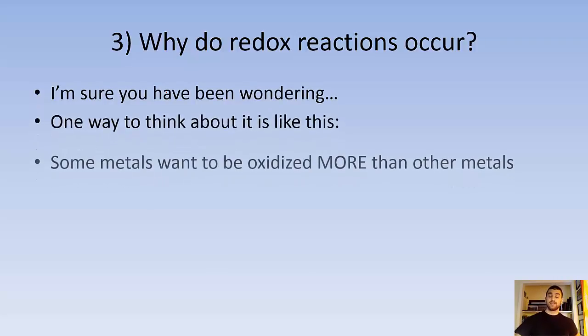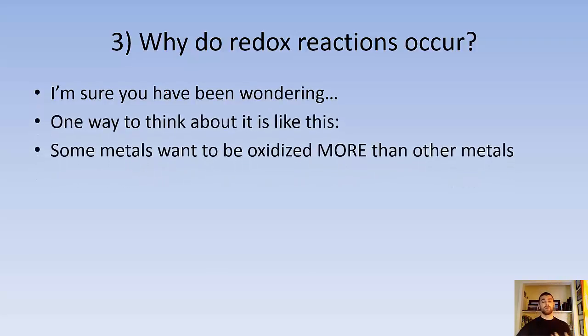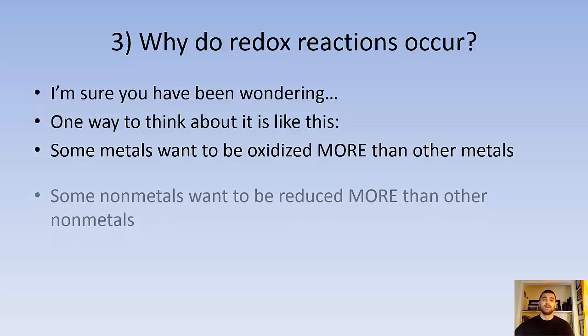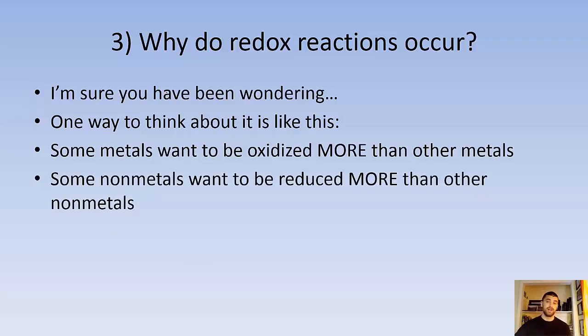One way to think about it is like this. Some metals want to be oxidized more than other metals do, right? There's like a scale. Some of them really, really want to be oxidized, and the other ones not so much. And the opposite is true for nonmetals. Nonmetals want to be reduced, so some want to be reduced more than other nonmetals.